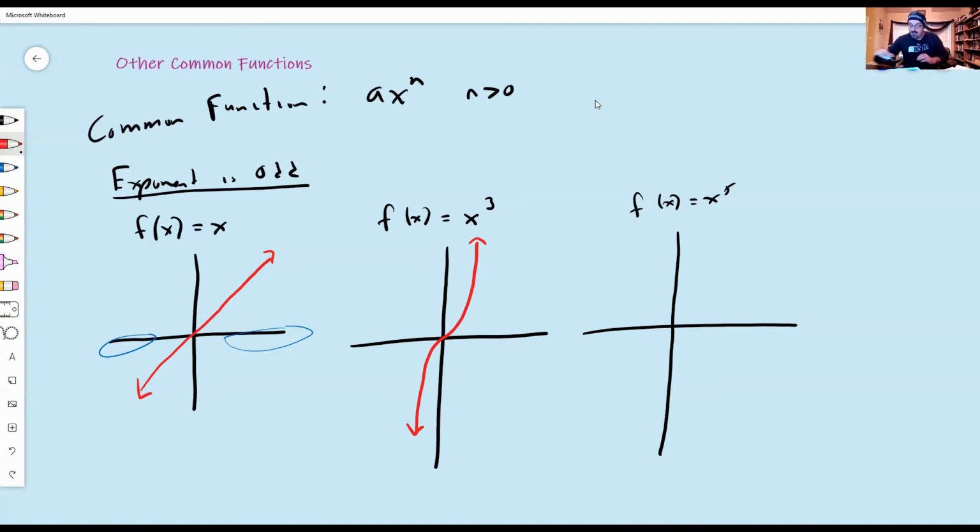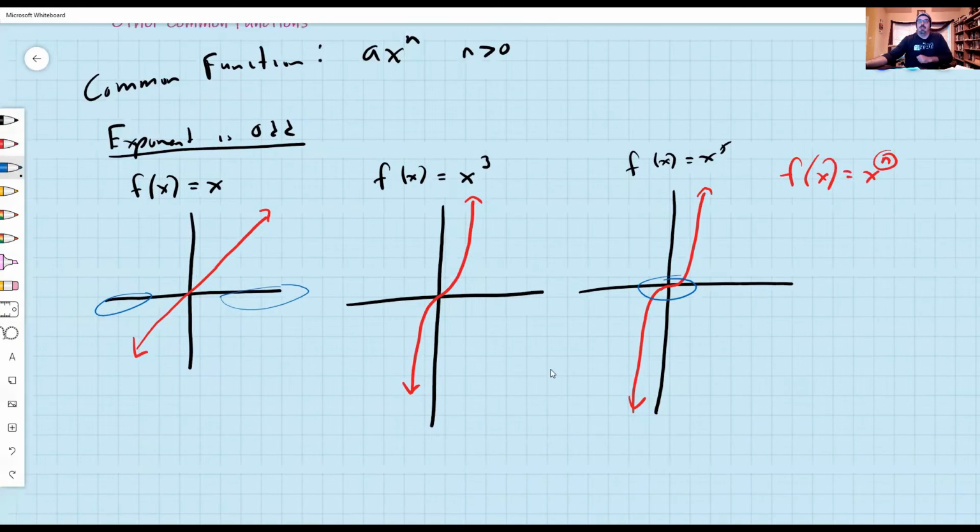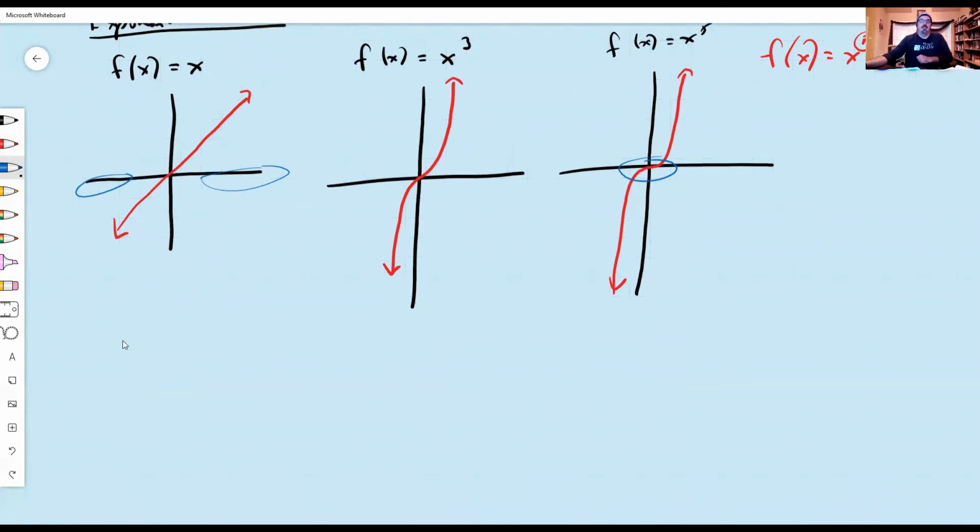The biggest difference between x cubed and x to the 5th will be that near the origin, it'll be flatter. We come up very, very fast, hit this, flatten out a little bit more, and go up. In fact, as the exponent is odd and gets bigger, the area near the origin, basically between +1 and -1, will be a little bit flatter.